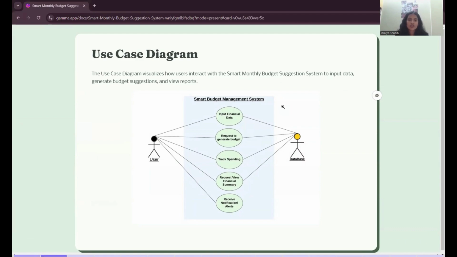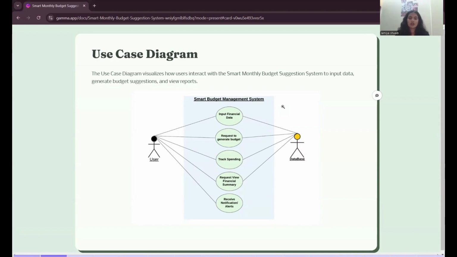The user casually inputs the financial data, be it the income or other miscellaneous expenses. Then the system generates the budget. Simultaneously, the system also tracks the spending of the user. And if you want to, you can view the financial summary. Notification alerts are also generated by the system in case you cross the threshold of your expenses.